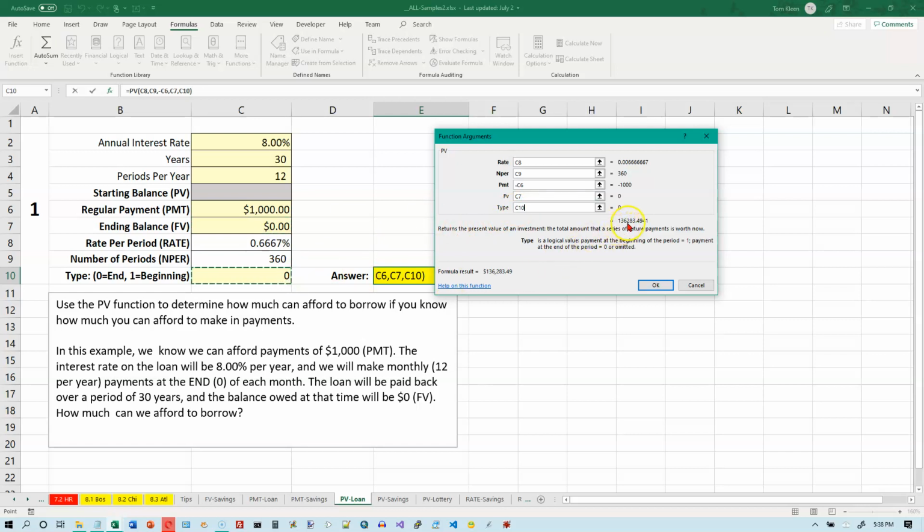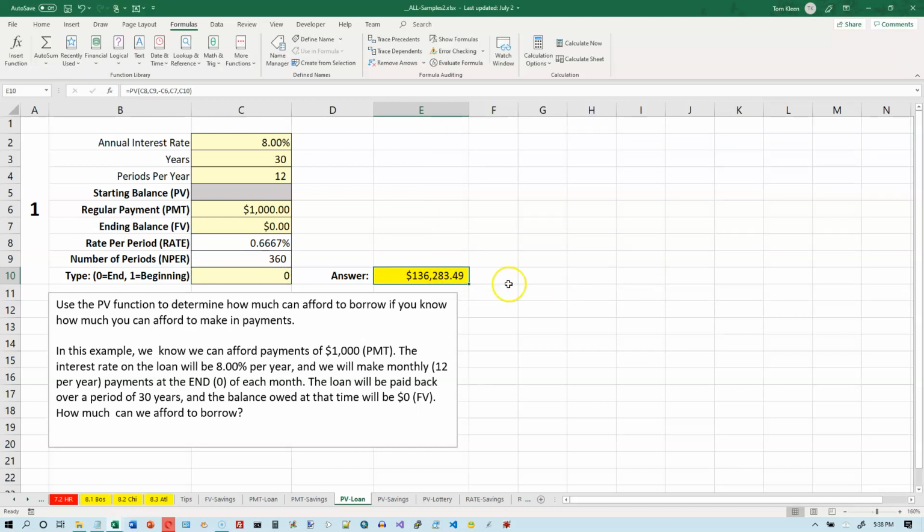Okay, so it looks like we can afford to borrow $136,000. Let's click on OK, and $136,283.49. So if these are the conditions, then that's how much you can afford to borrow. If the interest rate is lower, which is something everybody likes, especially realtors, then instead you can afford to borrow $166,000. So the lower the interest rate, without changing your payment, the more you can afford to borrow and still pay the amount back.